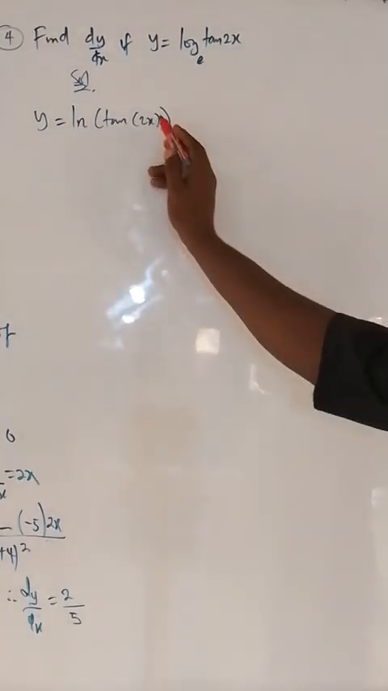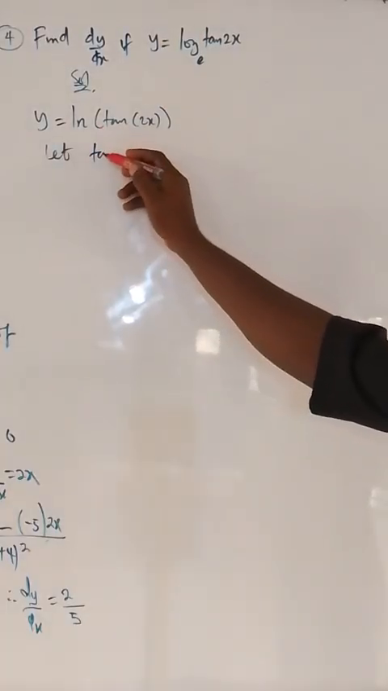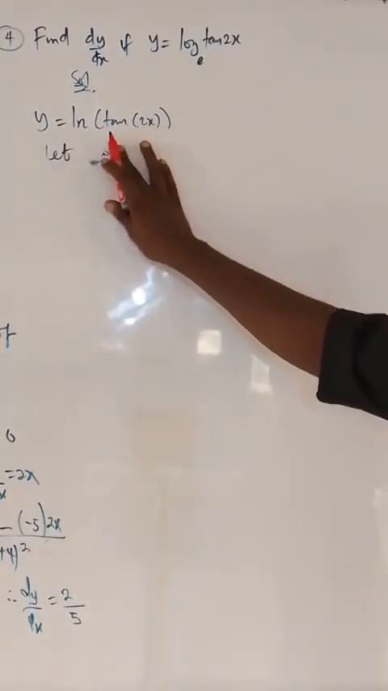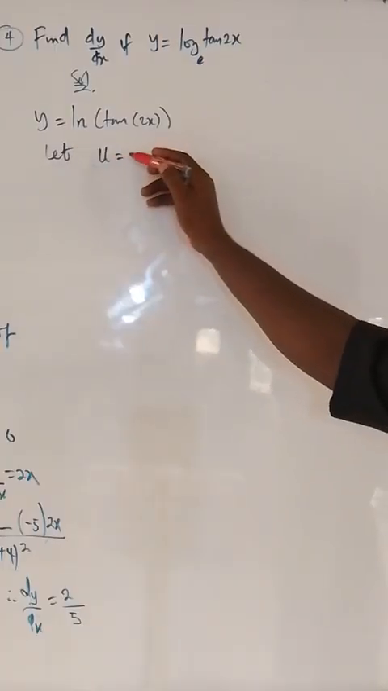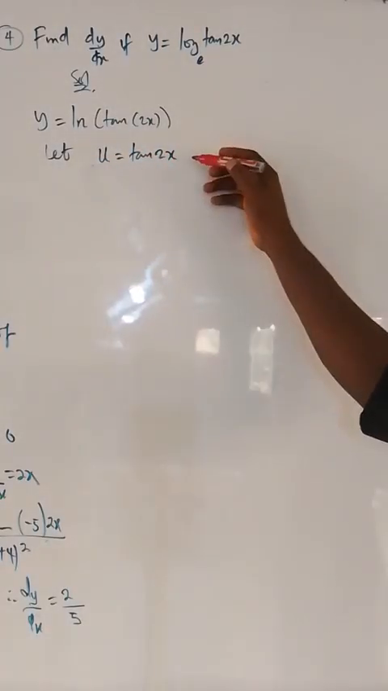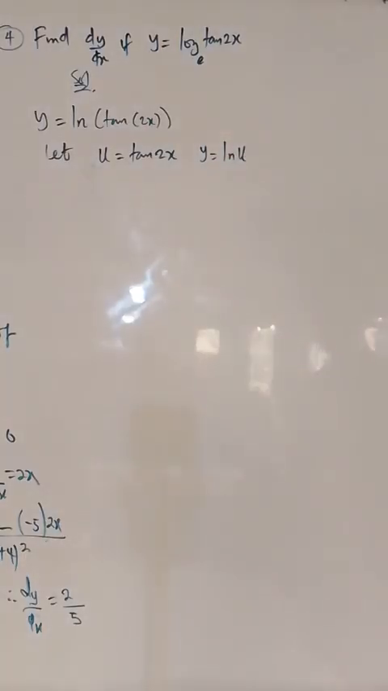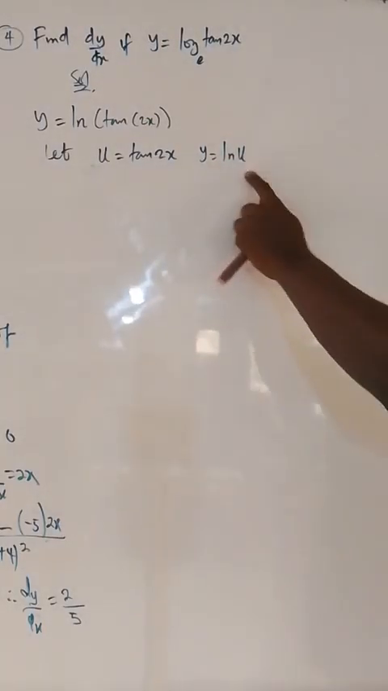We can let the whole of this be u. Let tan 2x equal u, or let u equal tan 2x. From there, our y becomes what? ln u. You can easily get dy/du from here.